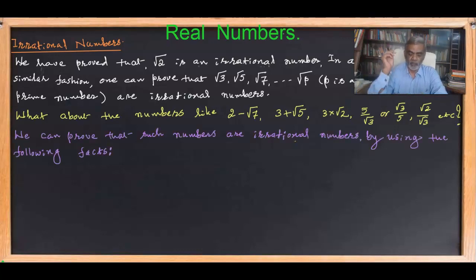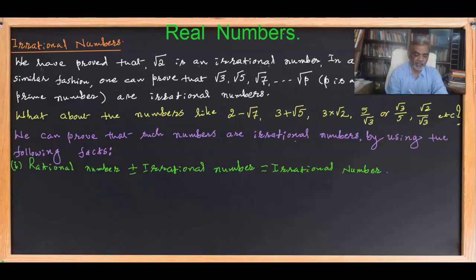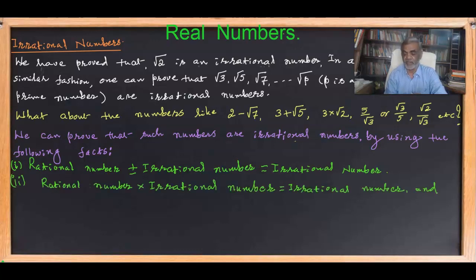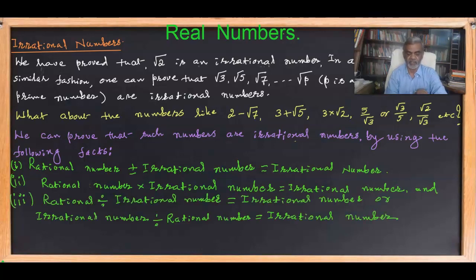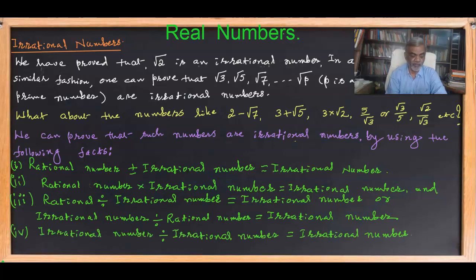Now, we can prove that such numbers are irrational by using the following facts. First, a rational number plus or minus an irrational number is irrational. Second, a rational number into an irrational number is also irrational. Third, a rational number divided by an irrational number, or an irrational number divided by a rational number, is irrational. And lastly, an irrational number divided by an irrational number is also irrational.